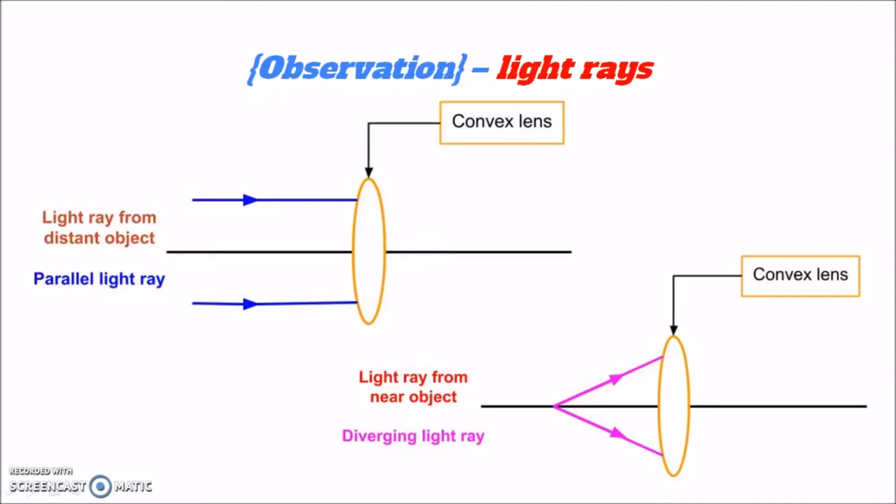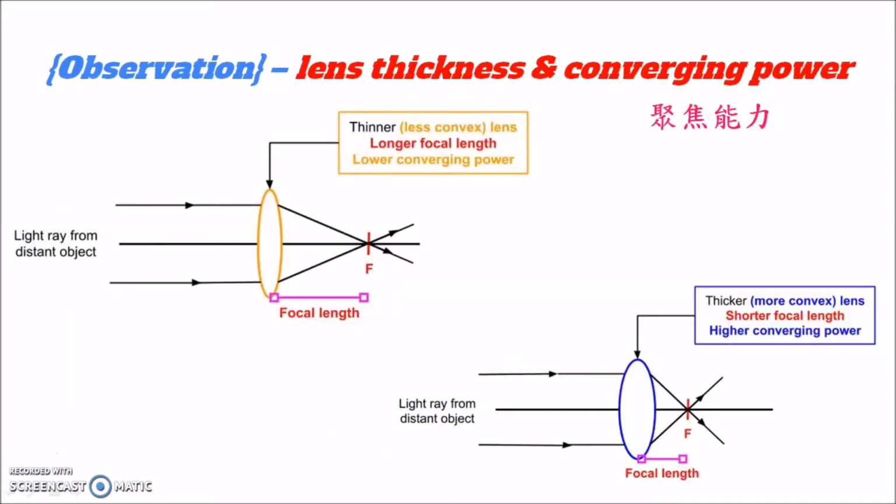Then, diverging light rays are used to represent the light ray from near object. Why do we need to know it? It's because it can help us to determine the lens thickness when seeing distant or near object. Secondly, the lens thickness is related to the converging power of the lens. For the convex lens, it can help to converge the light ray to the focus, f.